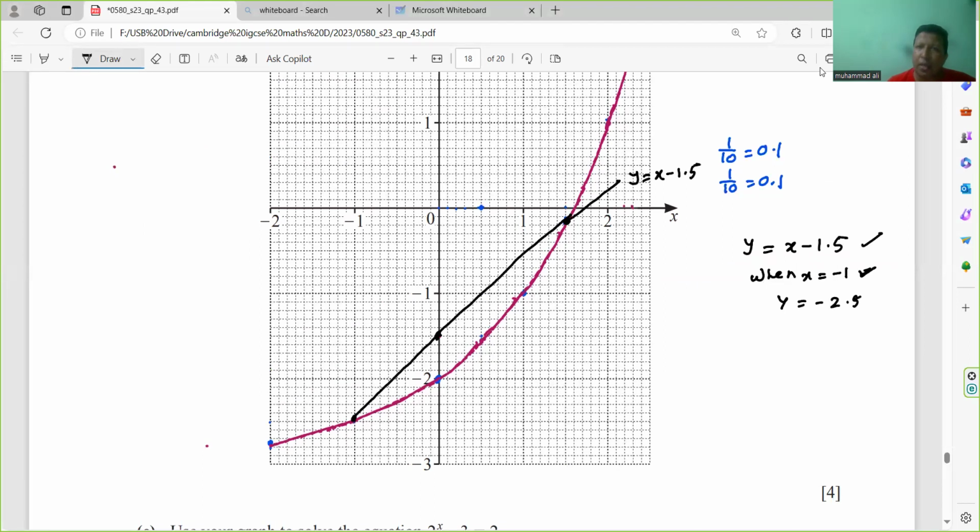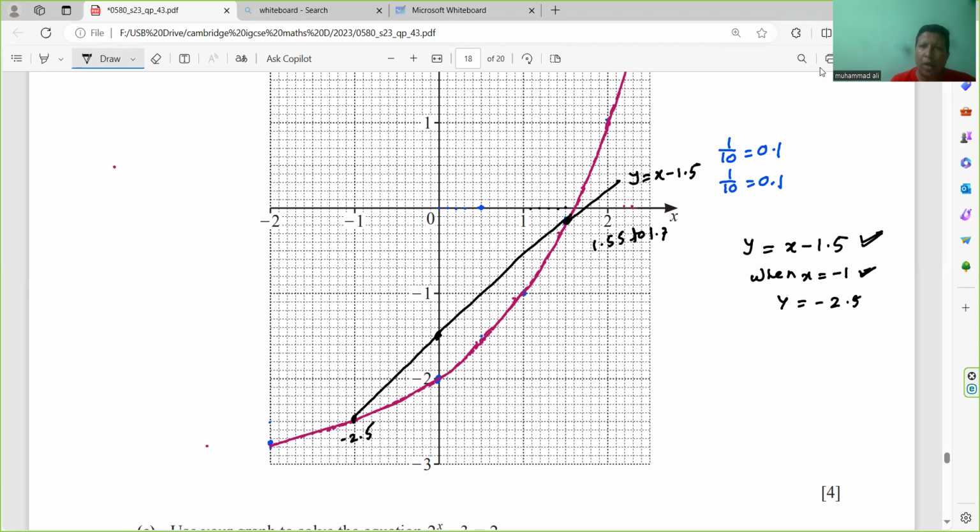We will observe that this line touches the curve at points where x value is 0, 1, 2, 3, 4, 5. So 1.55. So this line intersects the curve at two points. One is minus 2.5, another is minus 1.55 to 1.7. So be careful when you draw this line.